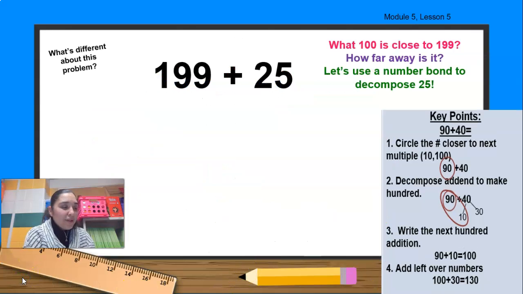Okay, boys and girls, so far we've been working with numbers that have 0 in the ones place. Let's try something different now. So I have the problem 189 plus 25. Let's look at key point number 1. Circle the number closer to the next multiple, either 10 or 100. So, what number is it closer to? What number is it closer to the next 100?